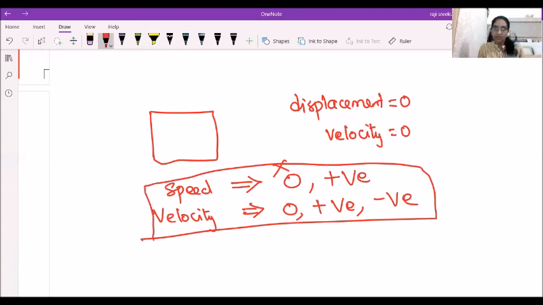I hope you understood the topic. I'm following the same way as it is given in your textbook, so it will be helpful for you when you are solving numericals and all.